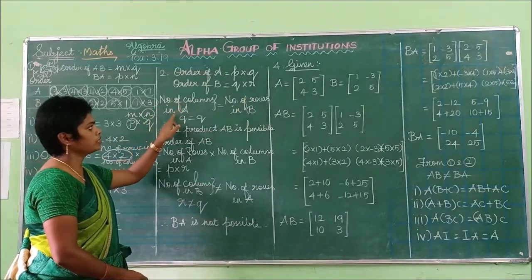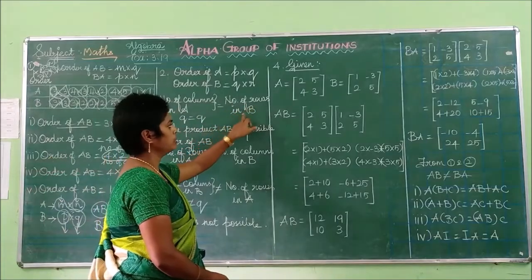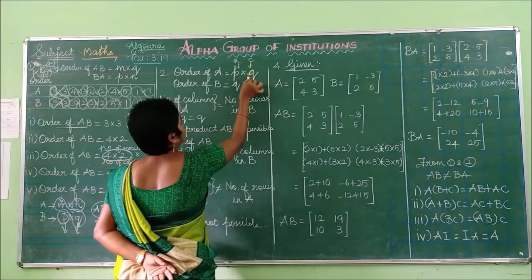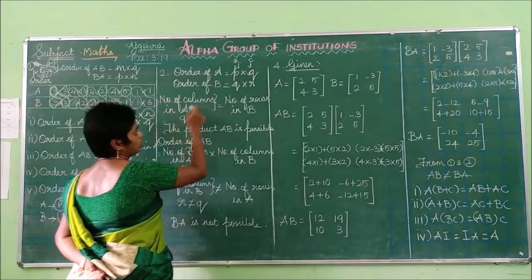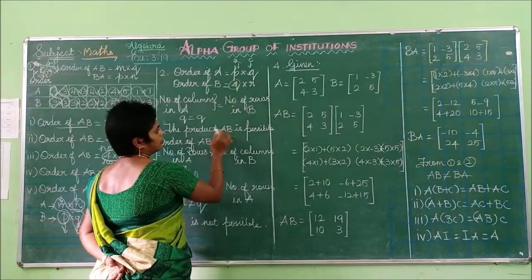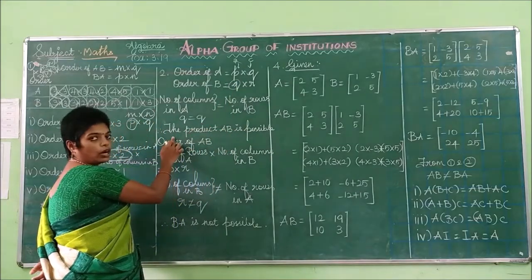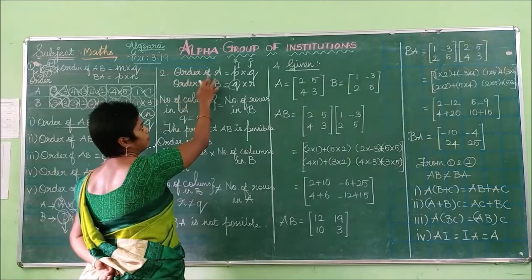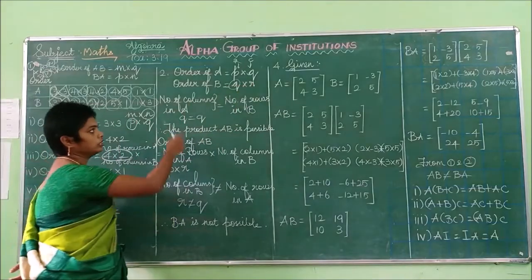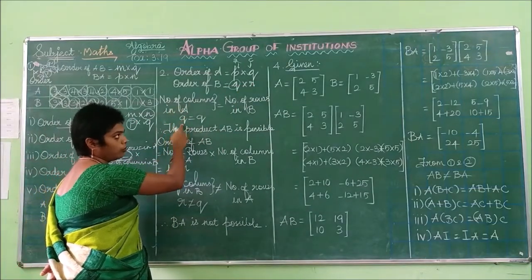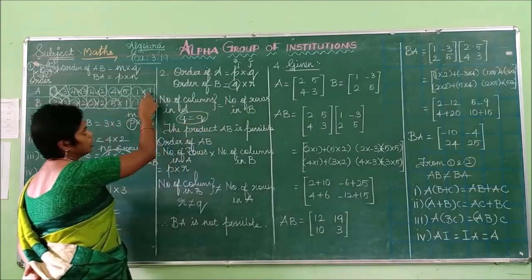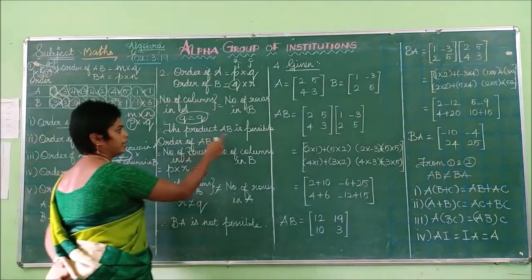So number of columns in A which is equal to number of rows in B. So here this is row, this is column. So number of columns in A is Q which is equal to number of rows in B, which is Q. So both are same. Then the product AB is possible. So listen here, given order of A is P cross Q, order of B is Q cross R. You have to look at this condition. Number of columns in A is Q which is equal to number of rows in B, Q. So both are same, product is possible. So product AB is possible.